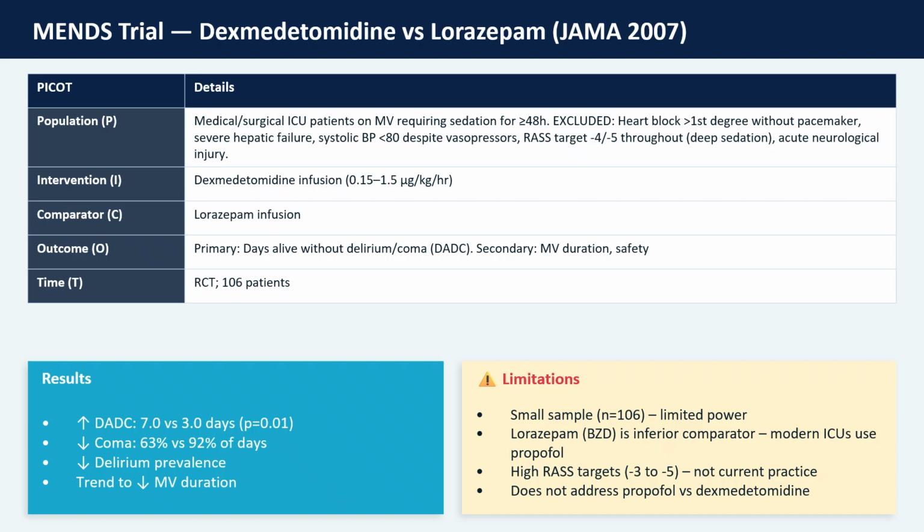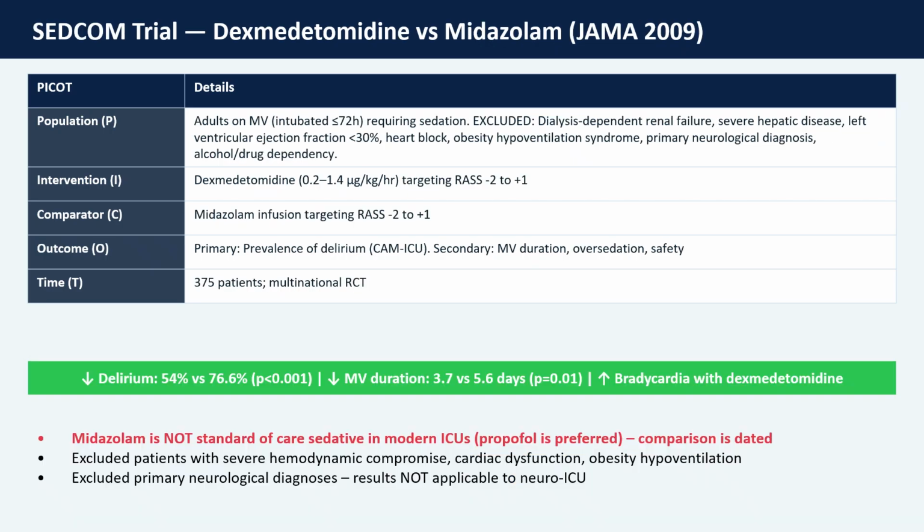Now let us compare different sedative agents. We have discussed it. Dexmed is compared head-to-head with lorazepam and midazolam. The MENDS trial compared dexmed against lorazepam, and found a decrease in delirium prevalence compared to lorazepam. Again, dexmed was found to decrease the delirium rates and duration of mechanical ventilation compared to midazolam.